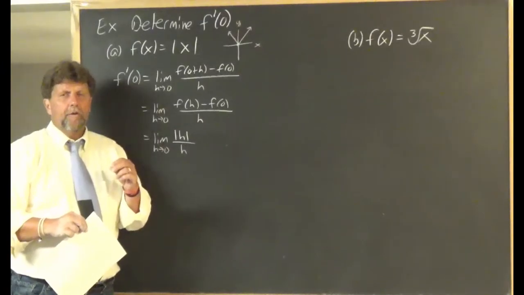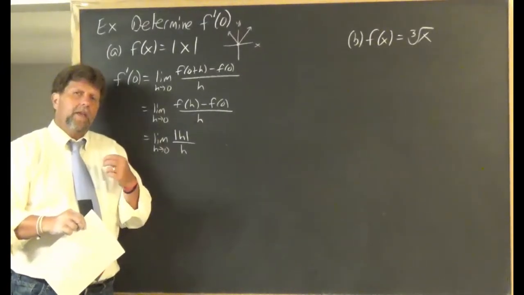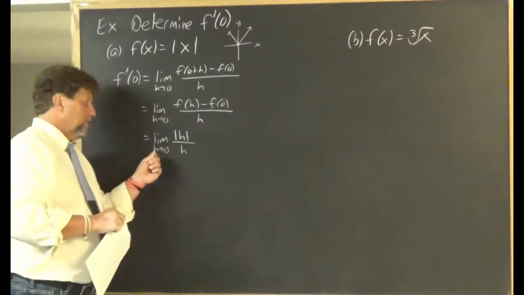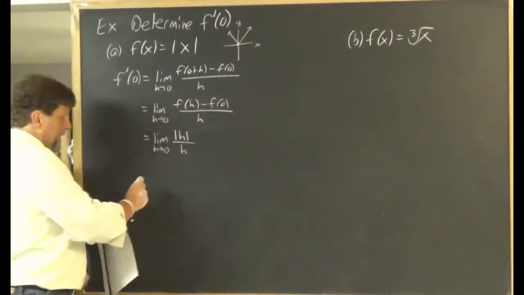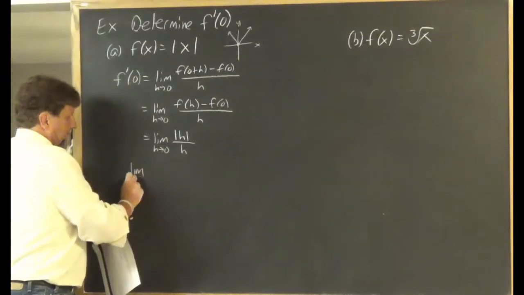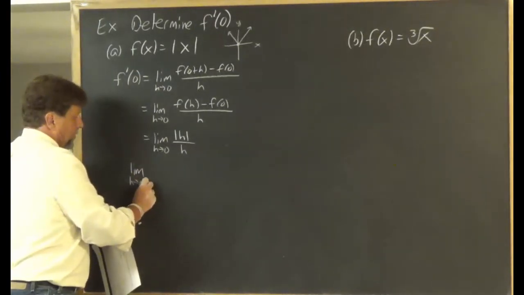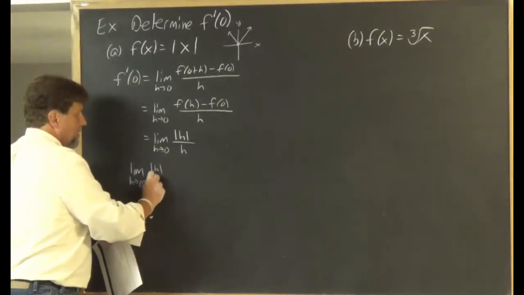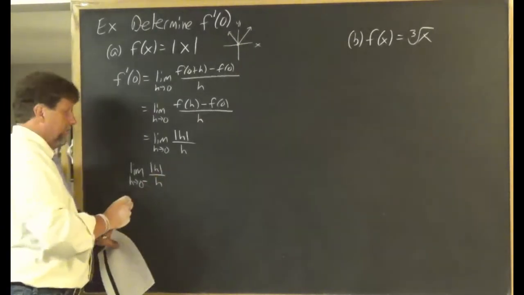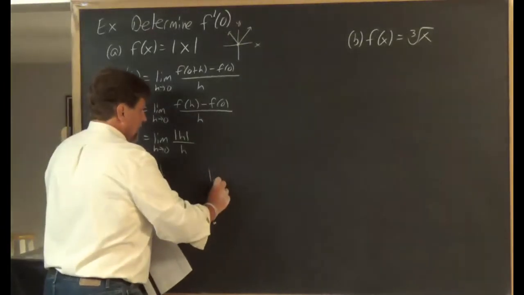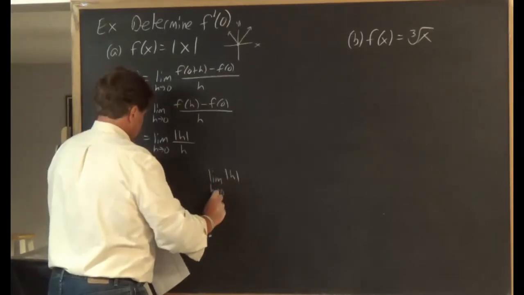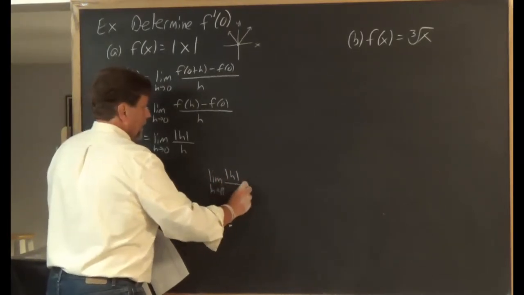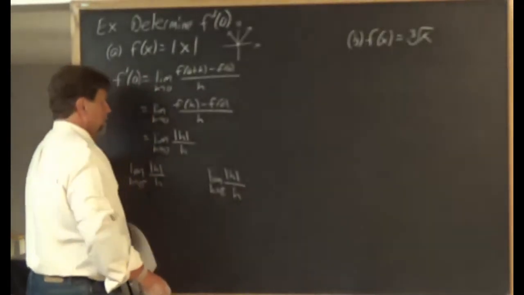It's indeterminate form, 0 over 0. And the only way I have to try to determine the limit as h approaches 0 is to look at it as the limit as h approaches 0 from the left side of 0 of absolute value of h over h, and the limit as h approaches 0 from the right side, absolute value of h over h.